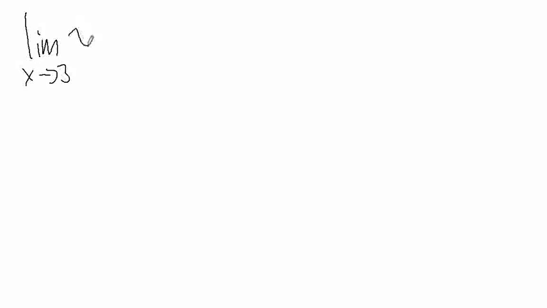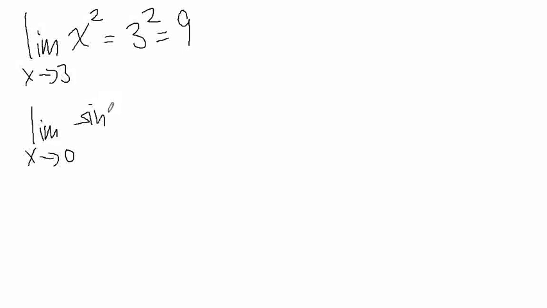For example, x squared, any polynomial for that matter, is continuous everywhere. The limit of x squared as x approaches 3. All you have to do is evaluate the function at 3 and you're done. However, don't assume you can do that for every limit. Try this one, sine x over x as x approaches 0. If you try to evaluate the function at x equal to 0, you will get 0 over 0. So this is discontinuous at x equal to 0.